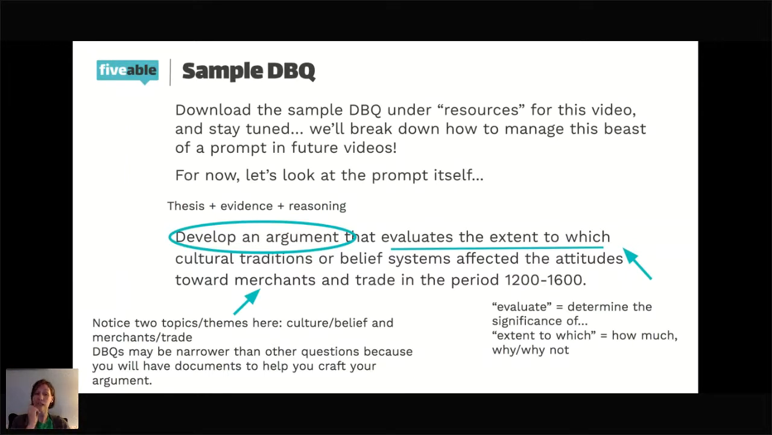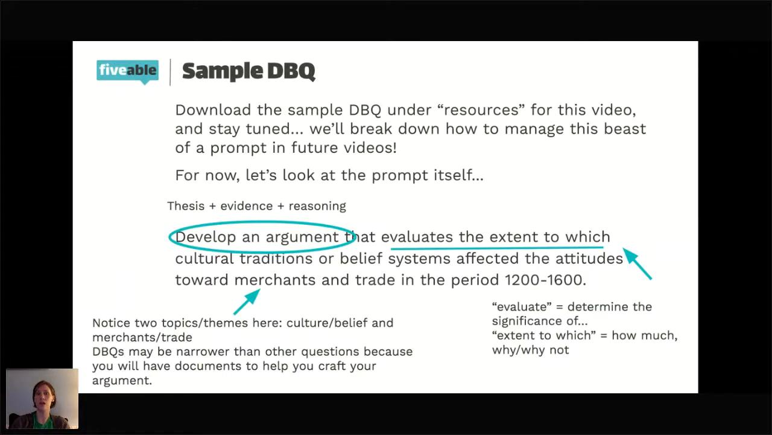Okay, African Atlantic slave trade, possibly. We do see that this prompt is getting us up to 1600. That puts us really late in the time period, but it's possible. So, let's brainstorm. What are some of the major cultural traditions or belief systems?